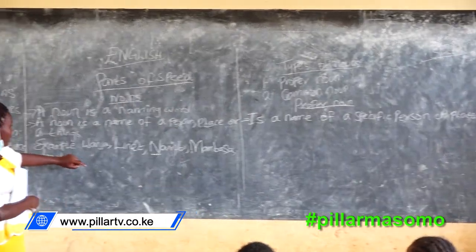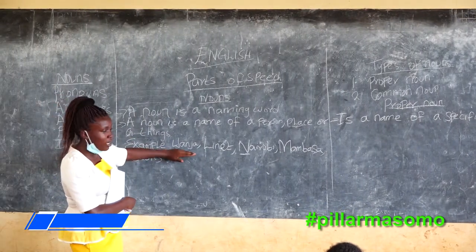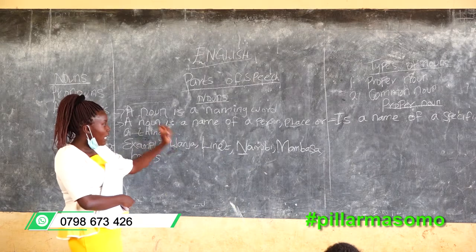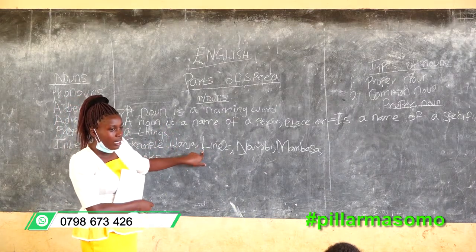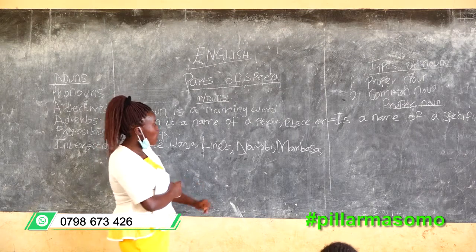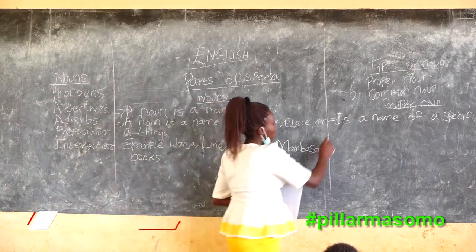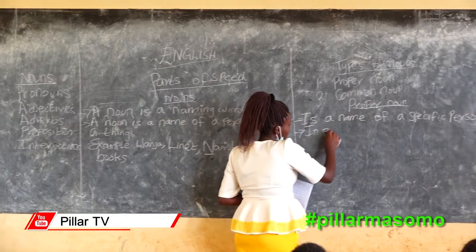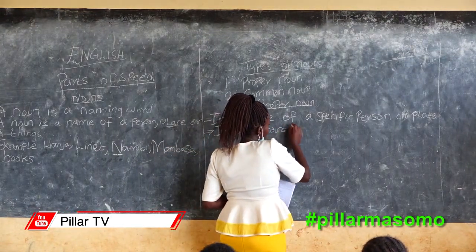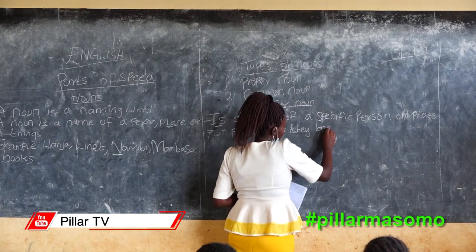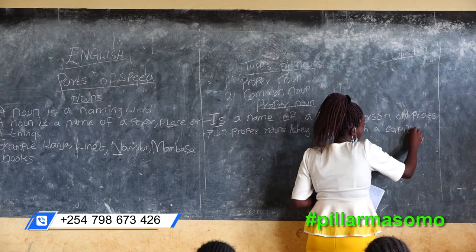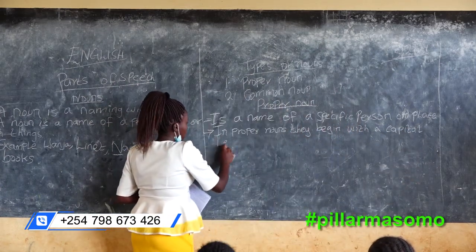Then, another thing you should know, proper nouns begin with a capital letter. That's why in our examples, the name like Wanja, we have begun the letter W with a capital letter. Lynette, you have started the word with L, a capital letter. What about Nairobi? We started with N. So these are proper nouns. In proper nouns, they begin with a capital letter.